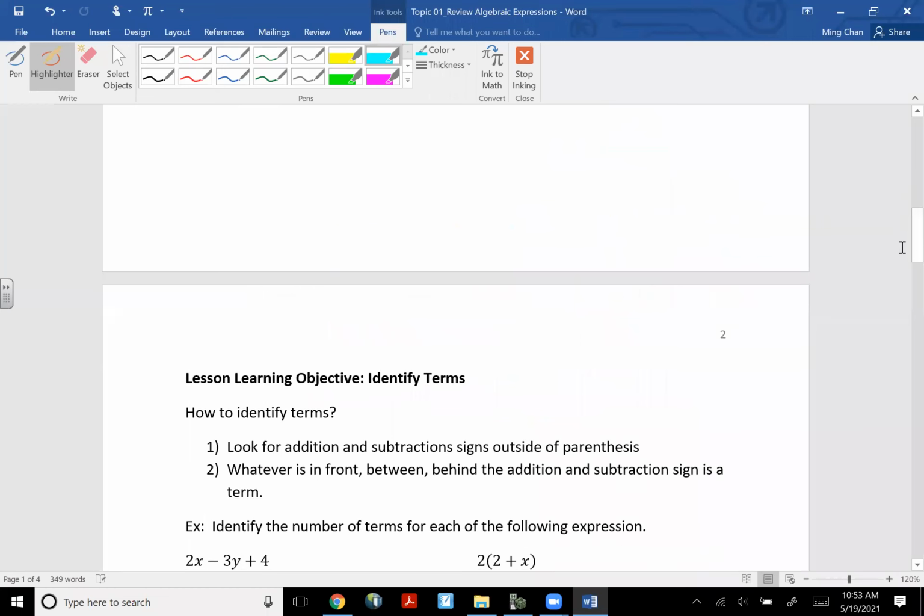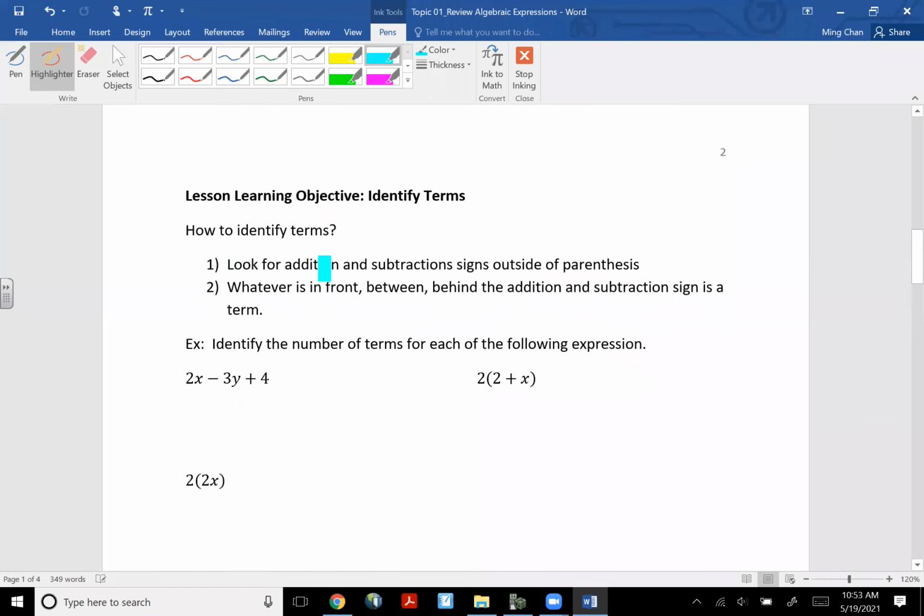So how do we identify terms? Look for these addition and subtraction signs outside the parentheses first. Whatever is in front of, in between, or behind these addition and subtraction signs is going to be considered a term. So in this expression, 2x minus 3y plus 4, I see a subtraction sign and an addition sign outside the parentheses. So what's in front of the subtraction sign, 2x, has to be a term.